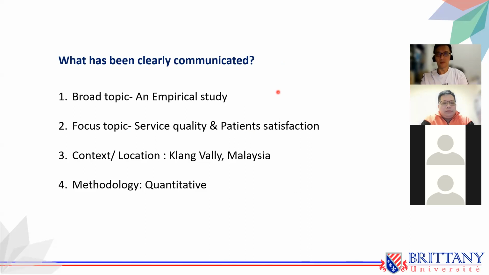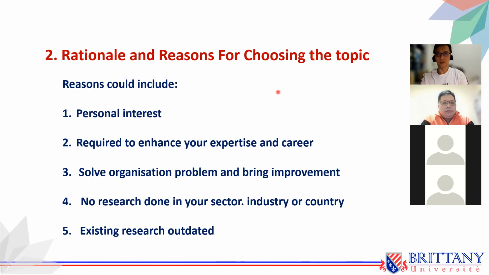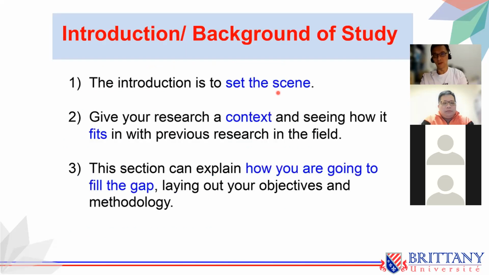So once the title is done, then you go to the introduction or background of the study. What information should you put here? Or what are the requirements? Here you will introduce the total topic and give your research a context, seeing how it fits with previous studies in the field. Maybe you give some information on the same area, how it was done, or some other studies. This section can explain how you are going to fill the gap, laying out your objectives and methodology. So in the introduction, you introduce the whole research. You give a context, and you also briefly discuss how you are going to manage this, the objectives you are setting, and how you are going to achieve them.